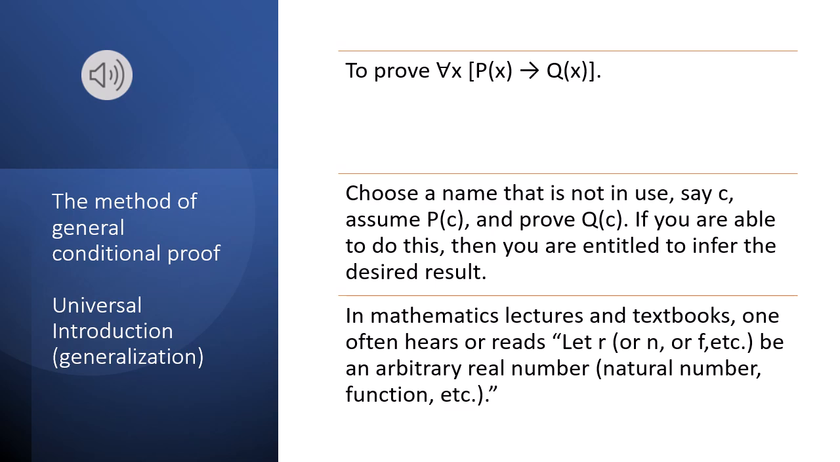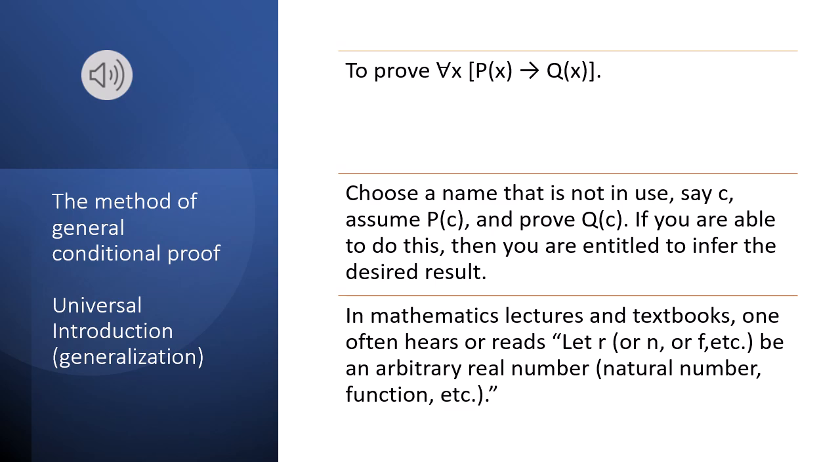So again, it's not part of your language. You just introduce this new constant symbol. And again, here we're going to call it c. And you assume the statement P of c is true. So you just take some arbitrary c and you assume that it satisfies the predicate. And then you argue or you prove that that same constant has to satisfy that predicate Q. In other words, every P is a Q. And if you're able to do this, then you're entitled to infer the desired universally quantified statement.